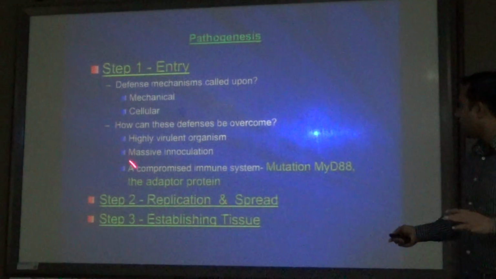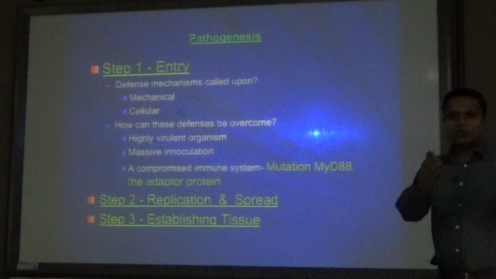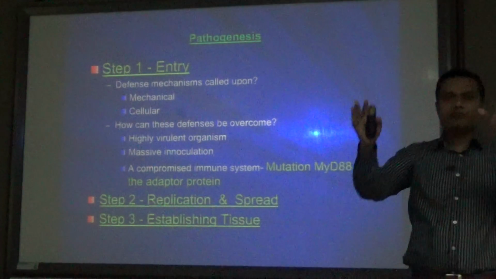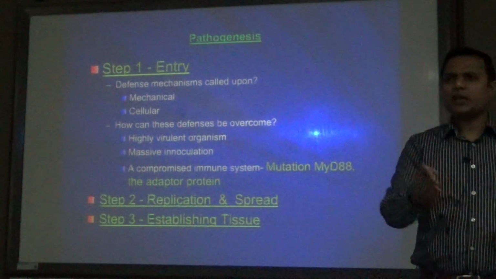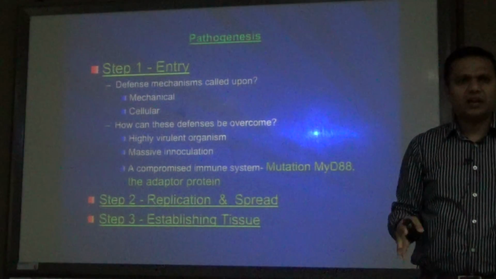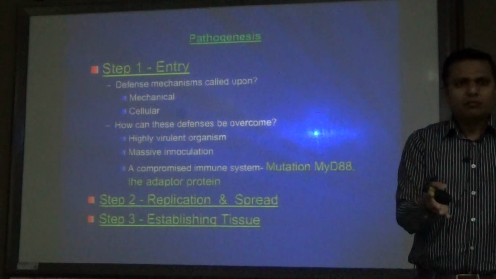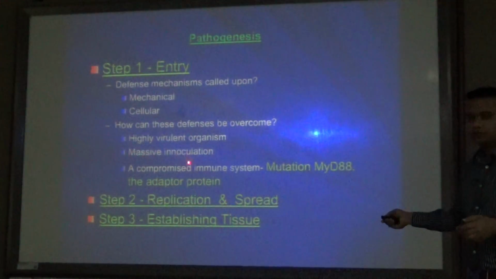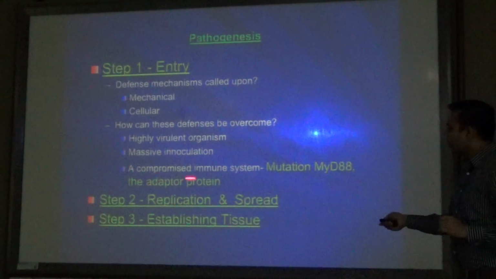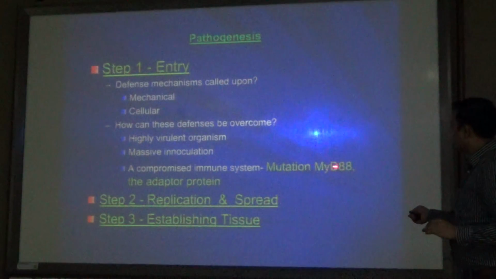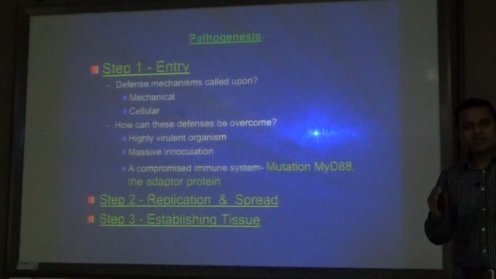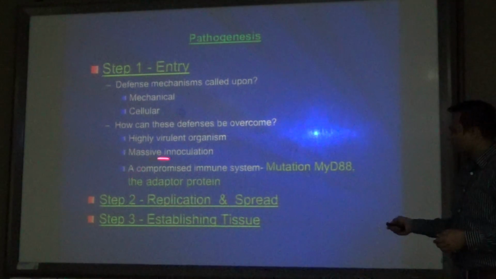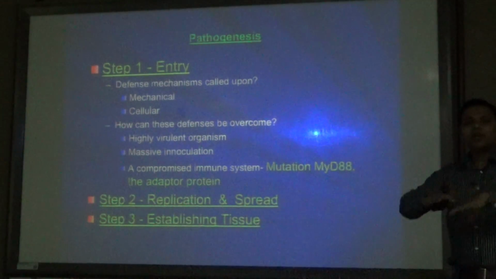Another is massive inoculation, heavy inoculation. You are sitting in a pool of AIDS patients or tuberculosis patients or infectious patients. If you are working in an infectious area, an endemic area like Somalia, very highly infectious, you will be infected. It's a massive inoculation. Then a patient has a compromised immune system, with a mutation of MYD88 causing a compromised immune system. Then what happens? This infection replicates and spreads and it will be established in the tissue.